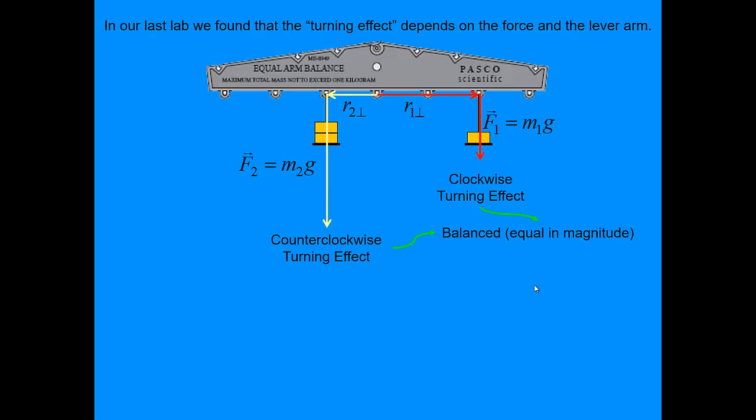So, in the end, what did you figure out you had to do with the force and the lever arm to create a turning effect? Right? What combination of force and lever arm worked here? Multiplication. Right? In order to get things to balance out, you had to multiply R times F, or lever arm times the force. Okay? So RF is turning effect.